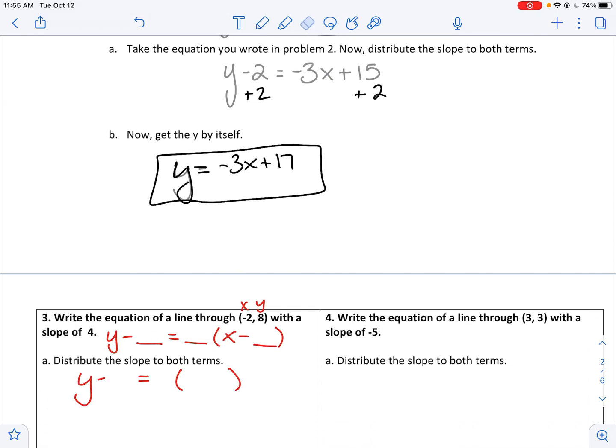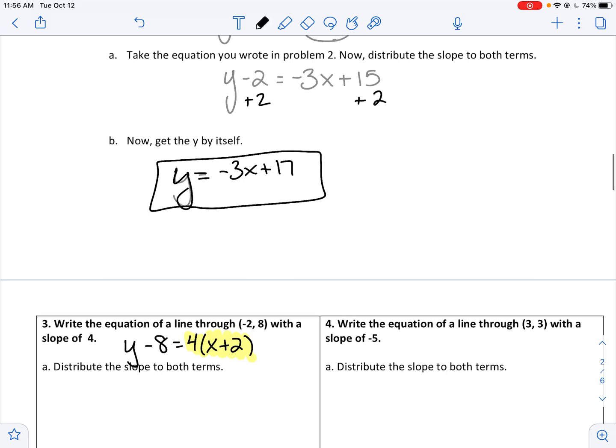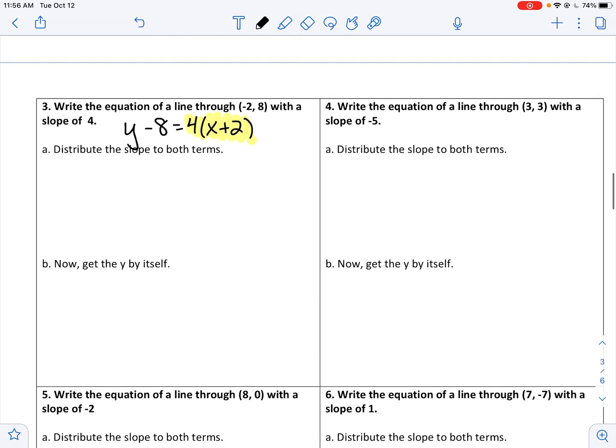Okay, so let's practice another one of those. I will give you, it's y minus 8 equals 4 times the quantity x plus 2. And my process will always be to distribute the slope to both parts first to simplify the right side. And then I'll get that y by itself by undoing the negative 8.